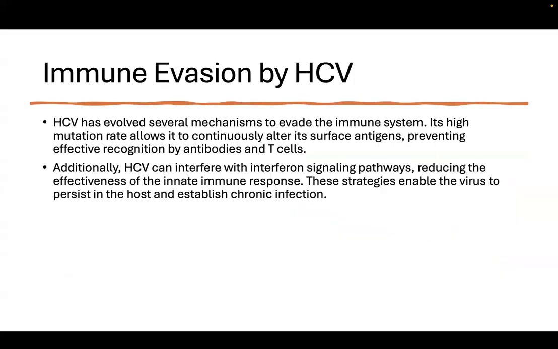So as I said, one of the good things that the hepatitis C virus has is that it keeps changing its surface antigens. It has a high mutation rate, so antibodies and T cells are not able to keep up. But the hepatitis C virus also has its own little tricks. It can reduce your interferon signaling pathways, so you're stopping your innate immune system from recognizing it.